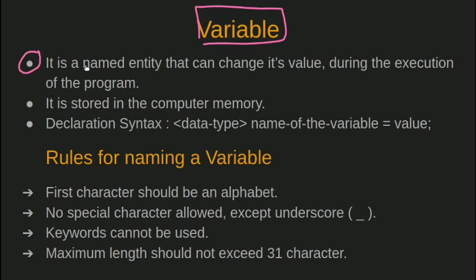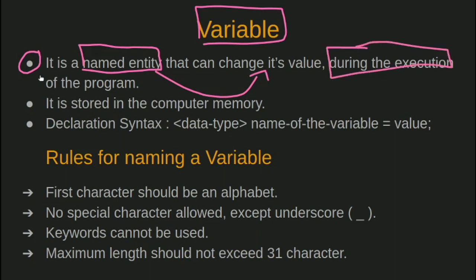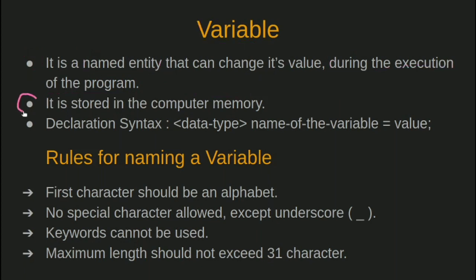A variable is a named entity because every variable is associated with a name, and what it can do is change its value during the execution of the program. And these variables are stored in the computer memory, also known as the RAM.